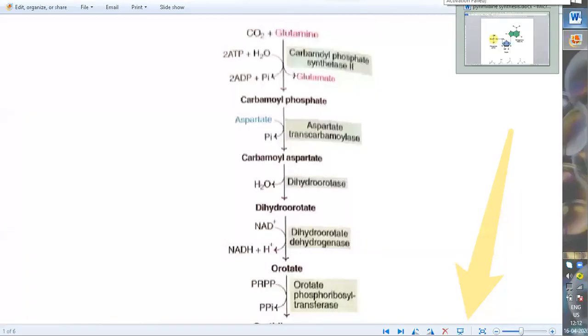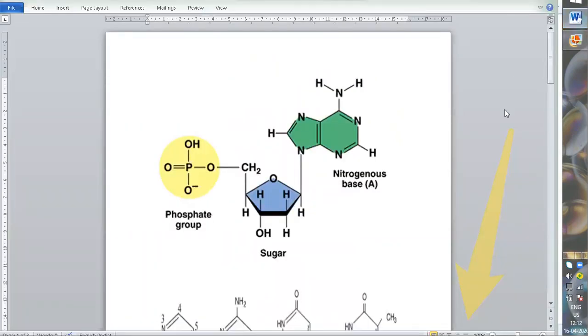So today's topic is biosynthesis of pyrimidine. Actually, here this is the purine ring, which has two heterocyclic rings: one is the imidazole ring, and the second one is the pyrimidine ring. But today we are discussing pyrimidine biosynthesis.